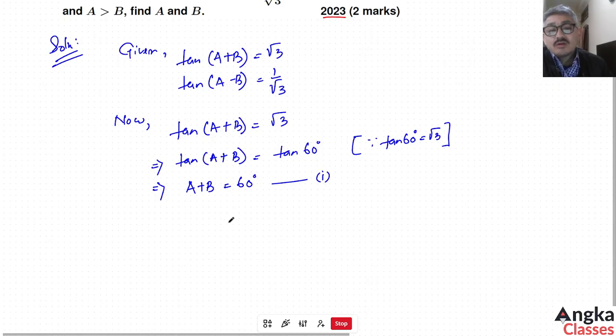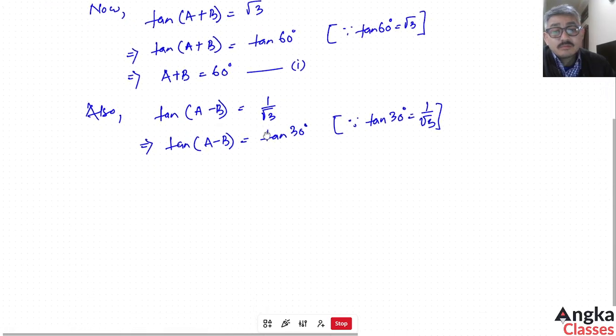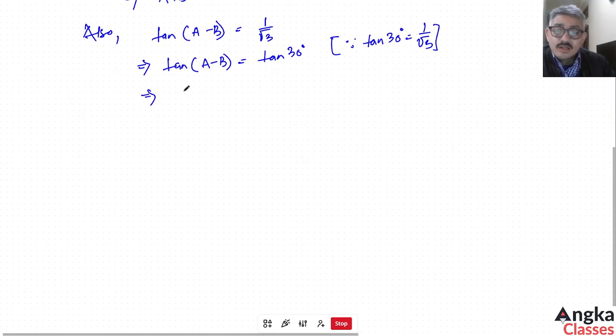We'll call this equation 1. Also, tan(a - b) is equal to 1 by root 3, which is the tan of 30 degree, since tan 30 degree is equal to 1 by root 3. So a - b is equal to 30 degree, by the equation.